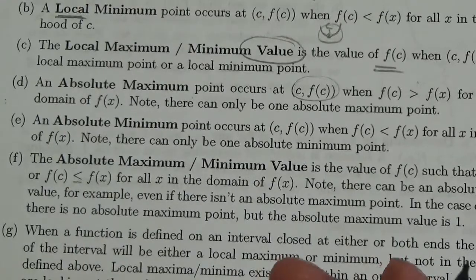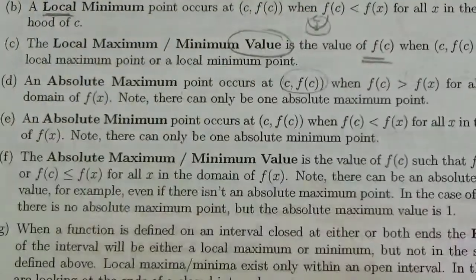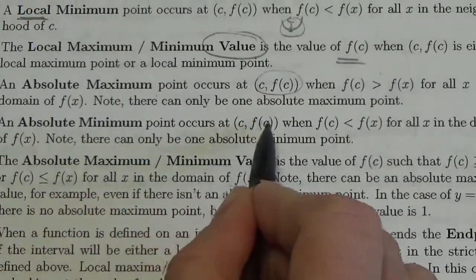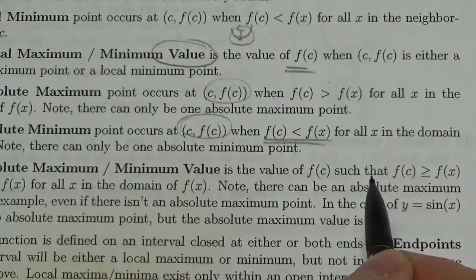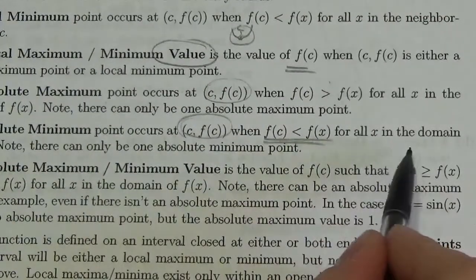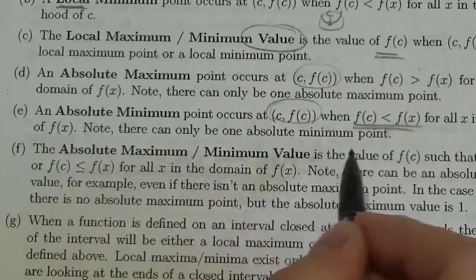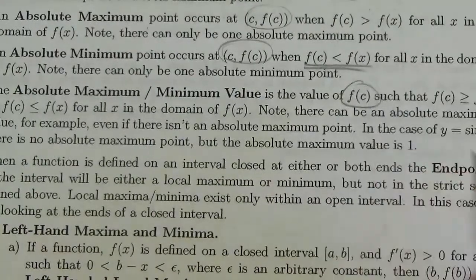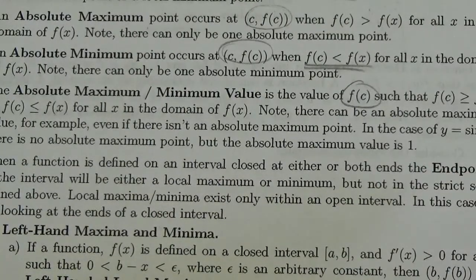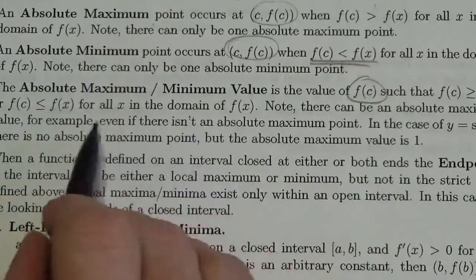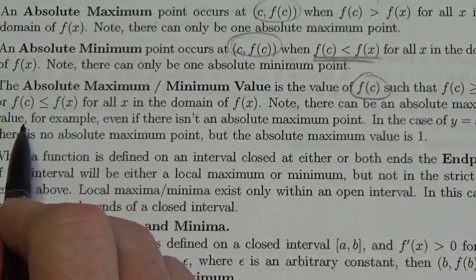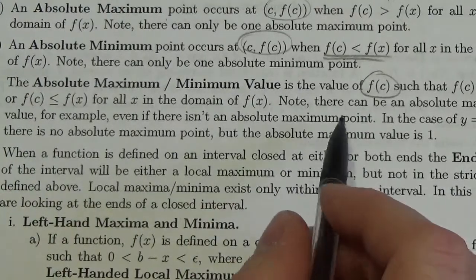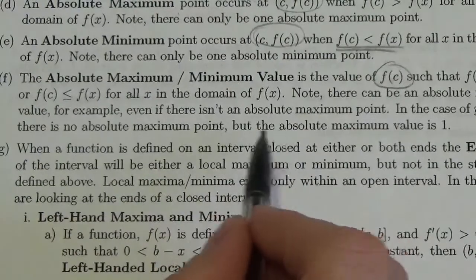So if you've got some point there, and I know this is a lot of writing on one page here, so I'm going to try really hard to focus your attention. The absolute minimum point is just that point where that value of y is smallest for all of the x values in the domain. And again, there can only be one. But compare that to your absolute maximum or minimum value, which is just the value of the y-coordinate of that point. Now, you can only have one absolute maximum value, okay? But there can be an absolute maximum value even if there isn't an absolute maximum point.